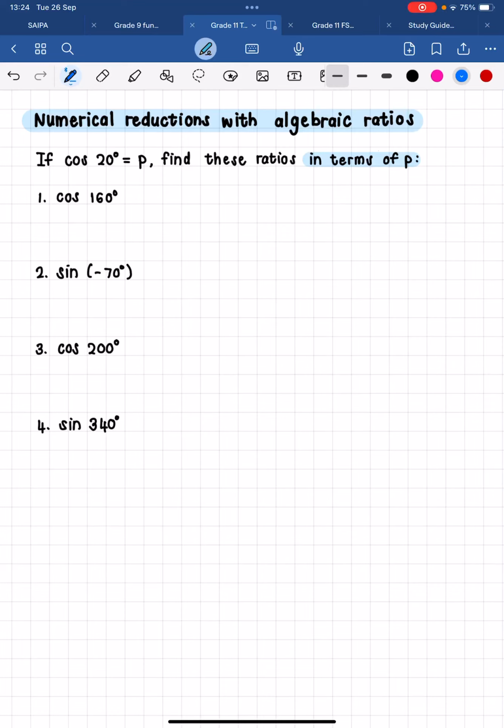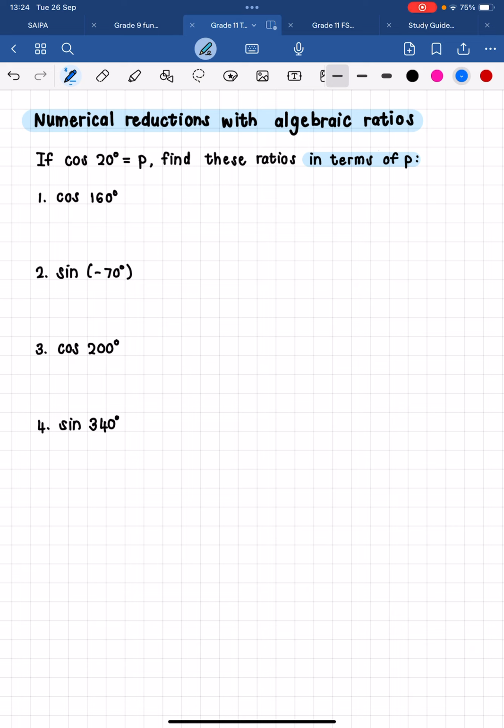Right, guys, when we see the words "in terms of P," that means that we have to have P in our answers, right? So it's going to be like P or negative P or 2P or P plus 1. There has to be a P in our answer. They're not telling us we must solve for P, okay?